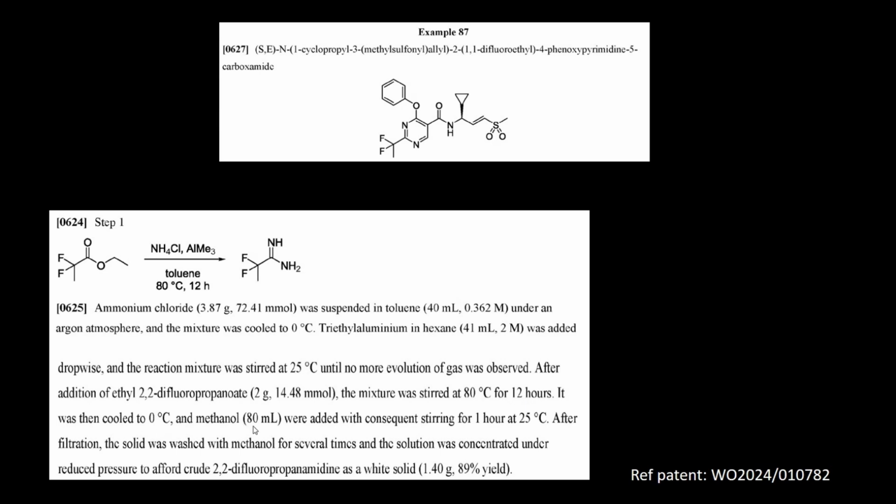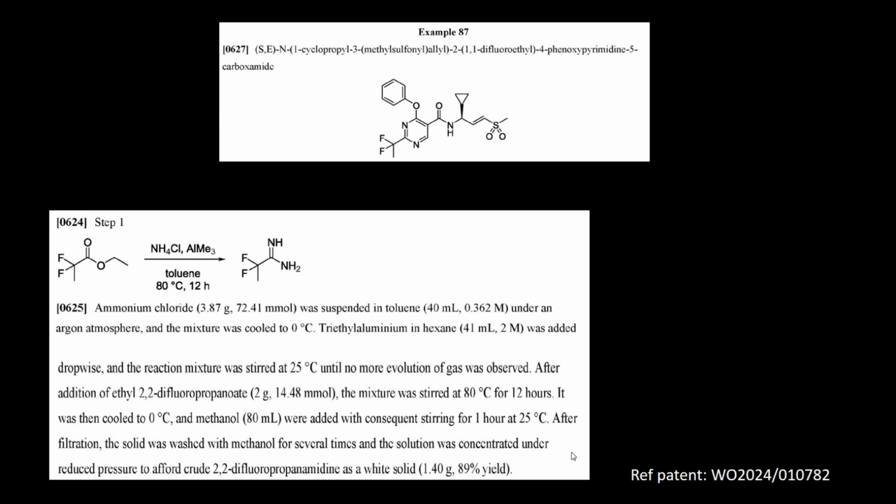After cooling down to 0 degrees Celsius, add methanol and then stir at 25 degrees Celsius for 1 hour. And then you get a lot of solid precipitate. But this precipitate is not the usual compound. So you have to remove this solid precipitate and wash it with methanol, and this filtrate you concentrate and you get your product as a white solid in 89% yield.